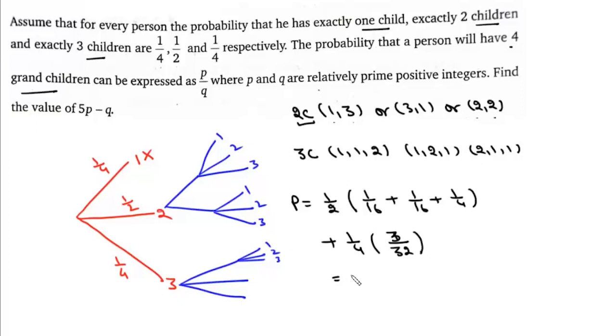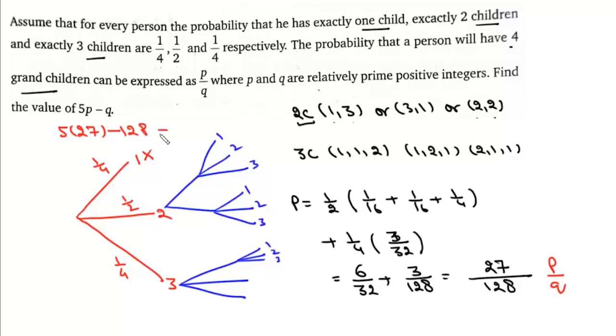So it will be 6 by 32 plus 3 by 128. Now we simplify this, it will be 27 upon 128, and that's the value of P by Q. Now we need to find the value of 5P minus Q. So it will be 5 into 27 minus 128, and that will be simply 7. So answer to this question is 7.